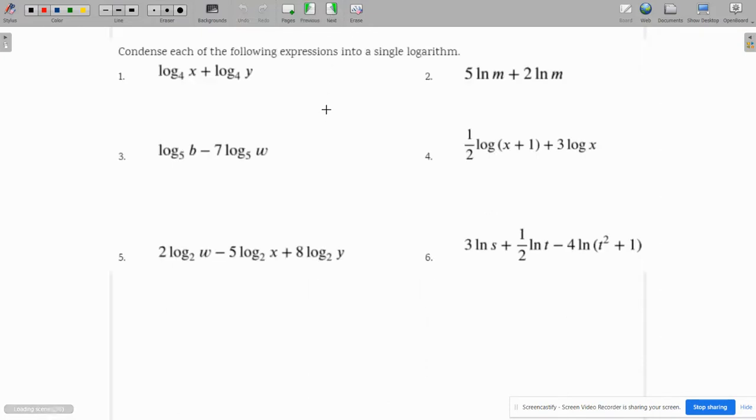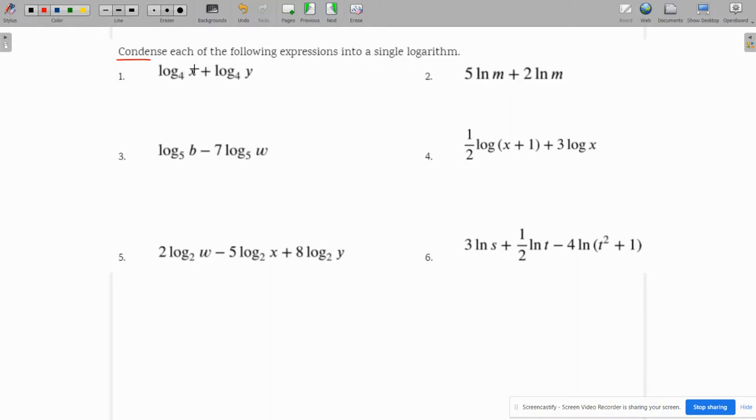Let's do a couple of examples together, and then your homework tonight is going to be to finish any problems on here that we don't do together. So we want to condense each of these into a single logarithm, meaning for your answer for all of these, you should only have at most one logarithm.